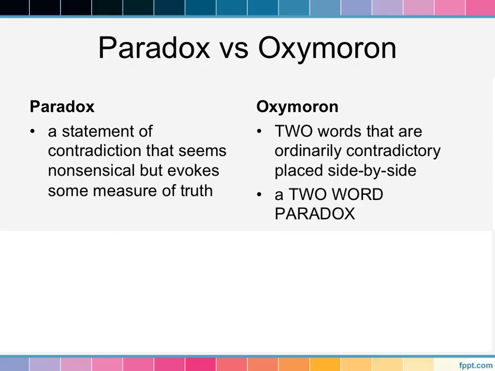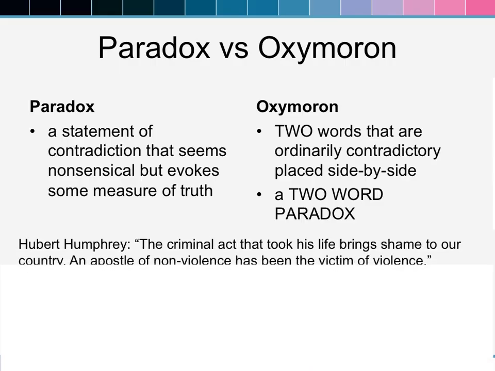So in class, we've talked about the example of jumbo shrimp or Biggie Smalls, but I don't think that we've explicitly looked at these two terms side by side. So let's look at some examples. Here we have Hubert Humphrey. He's speaking of Martin Luther King here, the assassination. He says, "The criminal act that took his life brings shame to our country. An apostle of nonviolence has been the victim of violence."